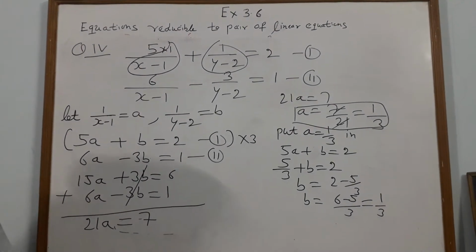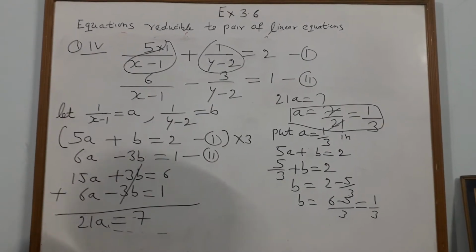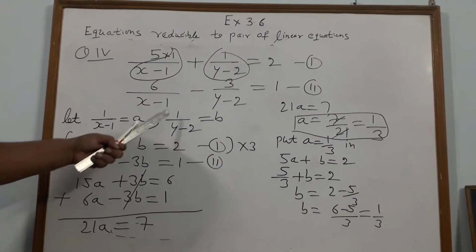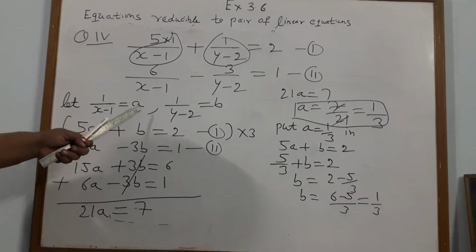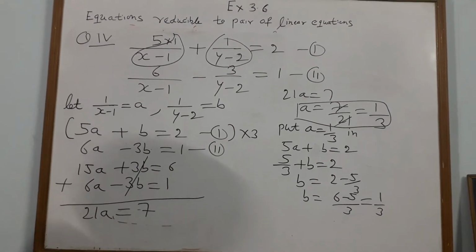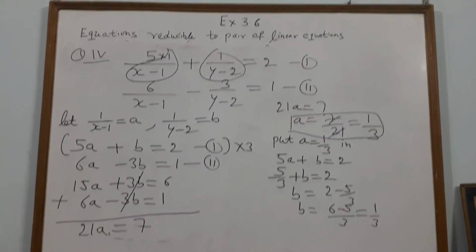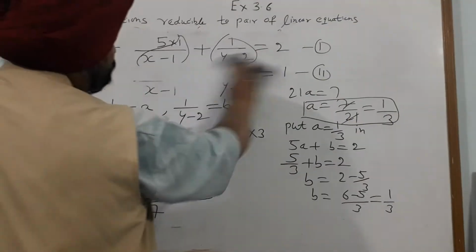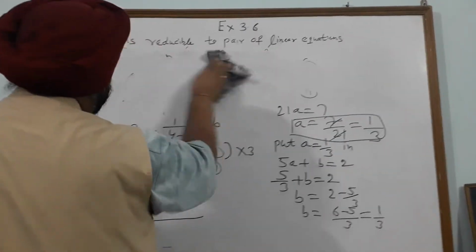But we have to find the value of x and y. So how to find the value of x and y? We have supposed 1 upon x minus 1 is equal to a and 1 upon y minus 2 is equal to b. So we put 1 upon x minus 1 is equal to 1 by 3 and 1 upon y minus 2 is equal to b, and find the value of x and y. So now you put 1 upon x minus 1 is equal to a, that is 1 by 3.